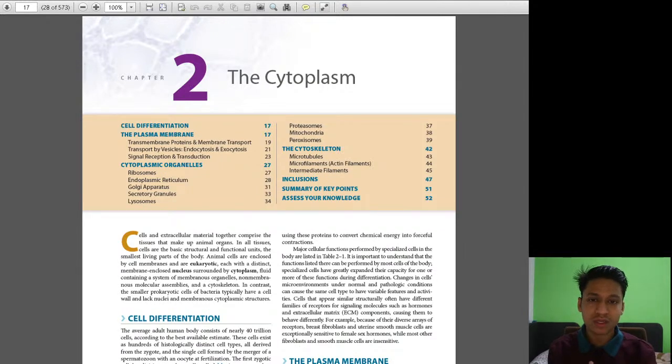I'm going to read the book Junqueira's Histology, and the first chapter was quite basic, about specimen preparation and microscopy for histology. I would like to go from the second chapter, the cytoplasm. We will study cell differentiation here. We'll study how the plasma membrane works. We'll see the cytoplasmic organelles in the cell. We'll also study the cytoskeleton.